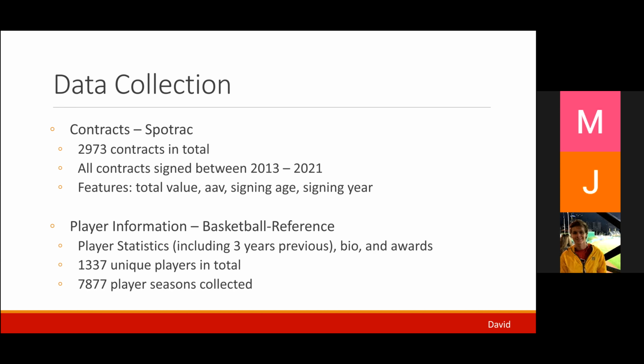The second source is player information, from Basketball Reference. From here, we're going to gather player statistics, things like games played, minutes played, and points per game, including the previous 3 years that a player has played, as well as biographical information, things like height, weight, draft year, draft overall, and awards. So at the time of signing this contract, how many NBA championships has this player won? How many All-Star games has this player been in? In total, we have about 1,300 unique players collected and about 7,800 player seasons collected.